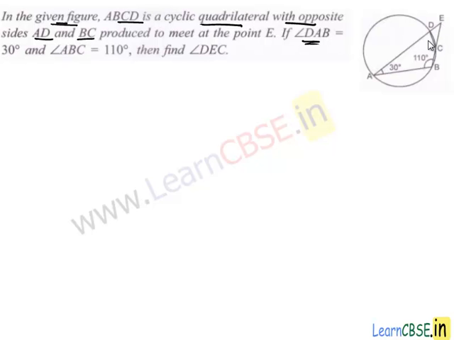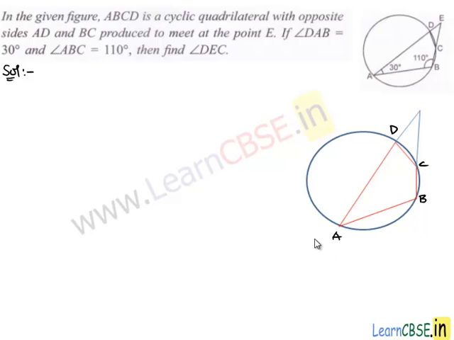We are given the adjacent angles, that is angle DAB is 30 degrees and angle ABC is 110 degrees, and we are supposed to find angle DEC. So let's work out the problem. Here ABCD is a cyclic quadrilateral and the opposite sides are produced to meet at point E. And here we form a triangle DEC. Using this we find these angles.